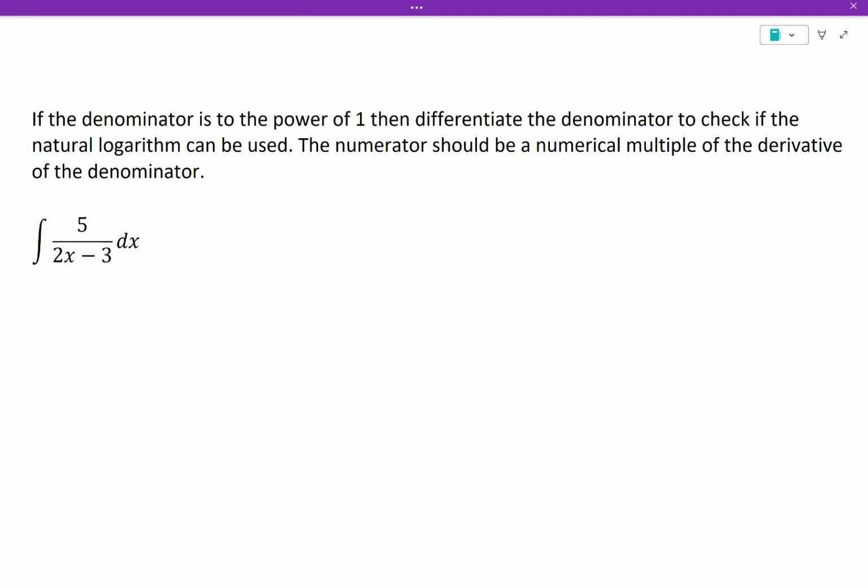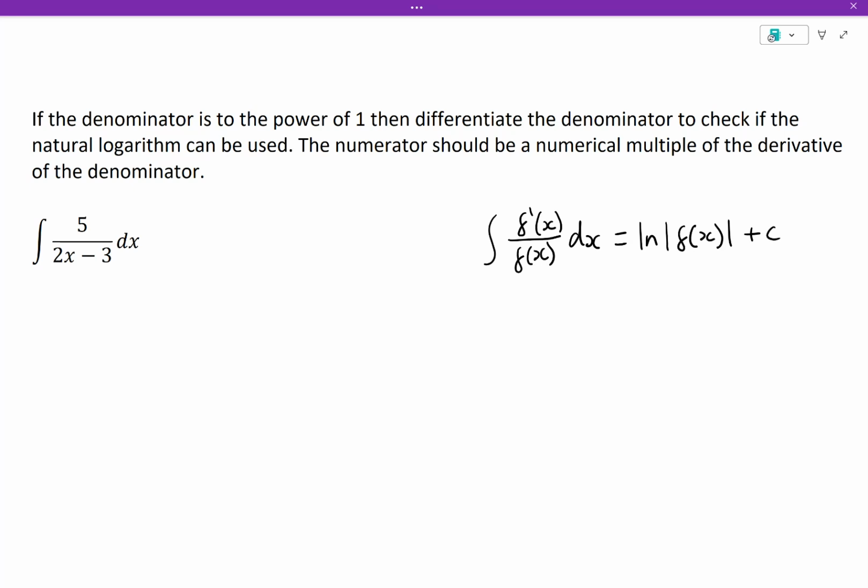Now, what we're going to consider here is the fact that when you integrate a fraction, where if we call the denominator f of x, and the numerator is the derivative of the denominator, then our integral is going to be of the form natural logarithm of the modulus of the denominator, and then, of course, our plus c. Okay, so we're looking for scenarios where the numerator is the derivative of the denominator, or a numerical multiple of it.